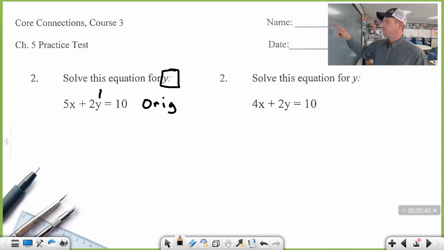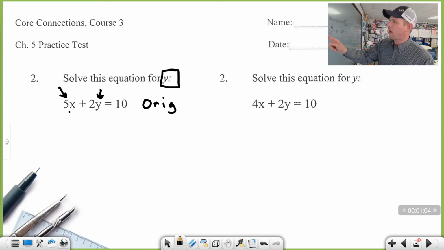I'm going to identify, here's the y. Well, if that's the y and I want to get it by itself, what do I need to get rid of first? Well, I look at this. Do I need to get rid of the 2? I could. That means I divide everything by 2 right now. Well, how about we get rid of this 5x? How do I get rid of a 5x? How do I move it away?